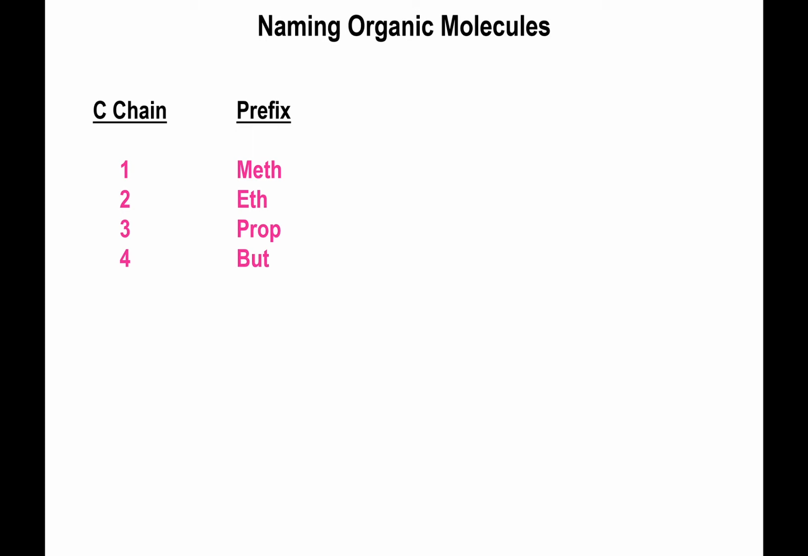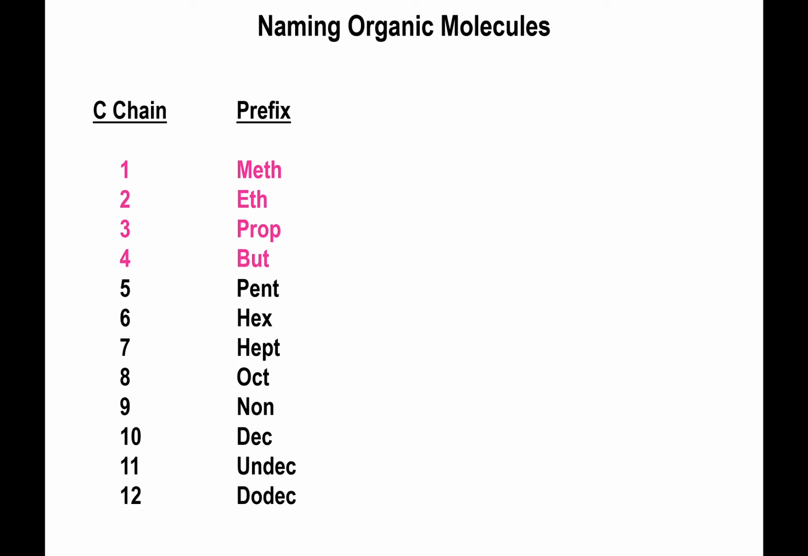And all 4 of these particular prefixes are very different from any other prefixes you've used in the past. But the good news is that from here on out, if you go to higher counts, you simply use the same prefixes you've used for polygons in the past. So 5 is pent, 6 is hex, 7 is hept. And you could go all the way up to 10, in which case you have oct, non, and dec. And if we go as high as 11 and 12, then you have your undec and dodec.